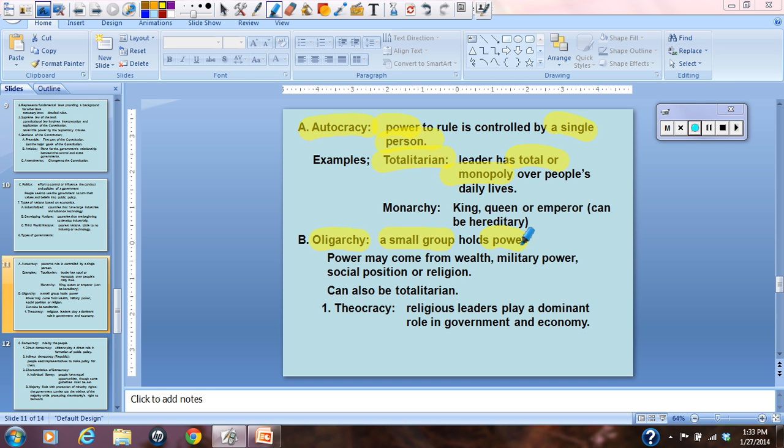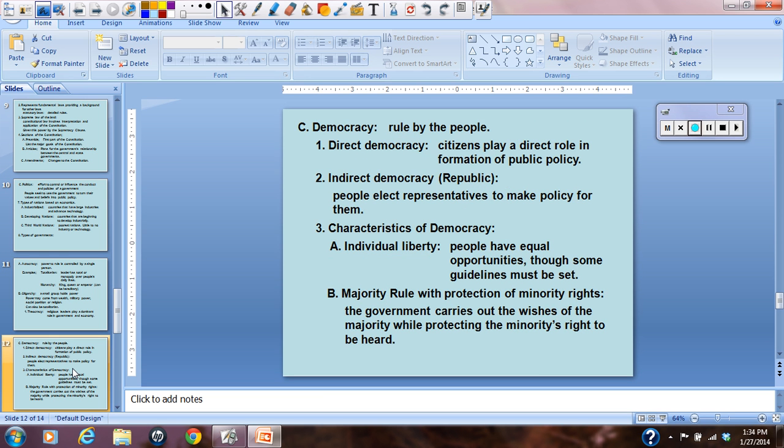Now, if religious leaders play a role in government, that's called a what? Theocracy, remember? Theology, study of God. We got it? All right. Democracy is ruled by the people, but a direct democracy is people play what? A direct role in public policy. What's the other name for an indirect democracy? So what happens in a republic? People elect representatives.